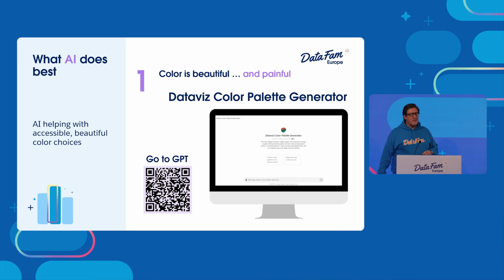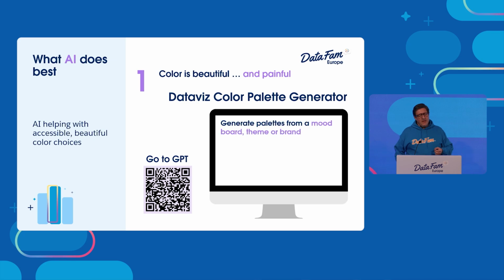When you go into that custom color palette, it asks you what you want to do, what kind of color palette you want to create. And it will generate color palettes based on the mood board that you have, based on a theme, based on a brand. So it's not going to generate something from scratch.